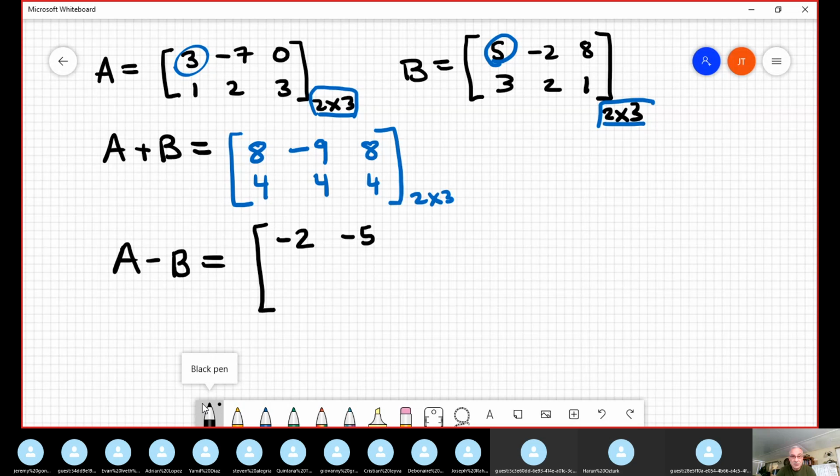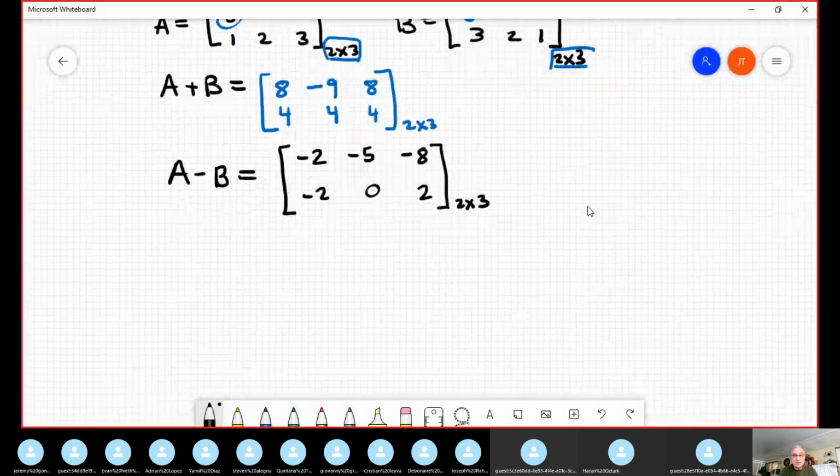Okay, 0 minus 8 is minus 8. 1 minus 3 is negative 2. 2 minus 2 is 0. 3 minus 1 is 2. Again, 2 by 3. This is subtraction. Any question? Any question?